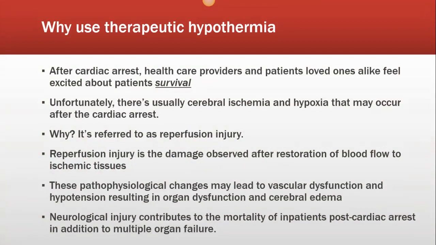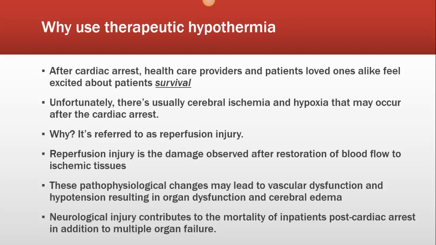Basically, a reperfusion injury is damage observed after restoration of blood flow to ischemic tissue. These tissues have been anoxic, and suddenly we're putting this nice warm blood back through there, and there are pathological changes that lead to vascular dysfunction, hypotension, organ dysfunction, and cerebral edema. So it's an inflammatory response that happens after we start putting blood back into these ischemic tissues. And really, neurologic injury contributes to the mortality of inpatients post-cardiac arrest, in addition to multiple organ failure.